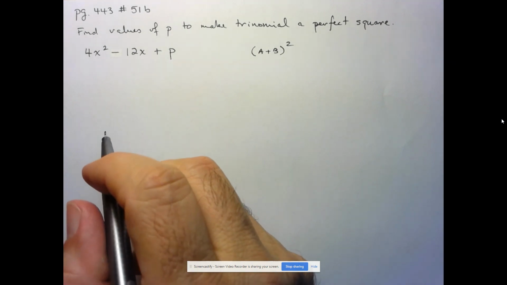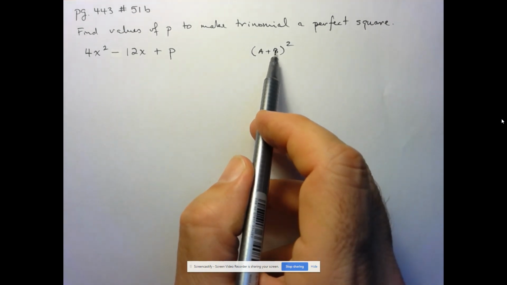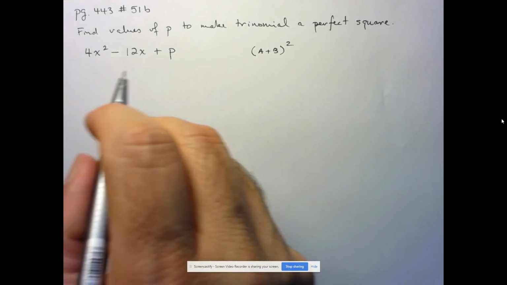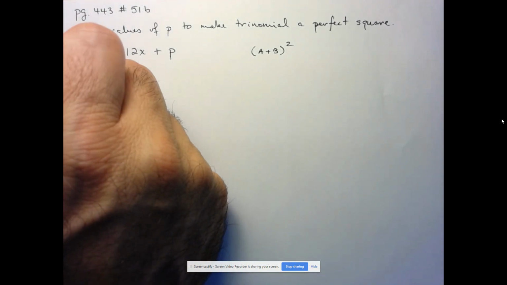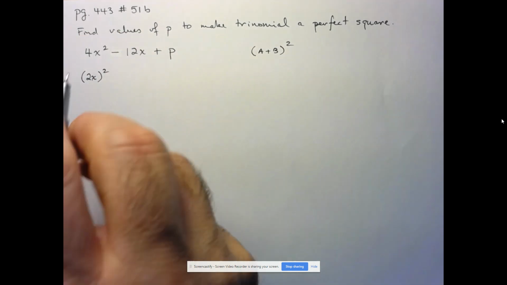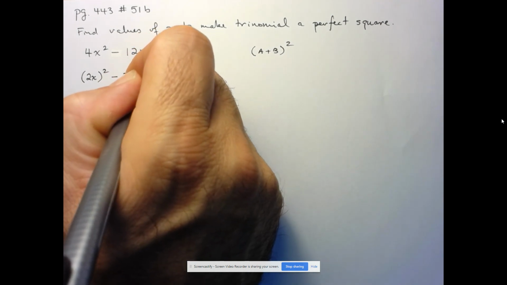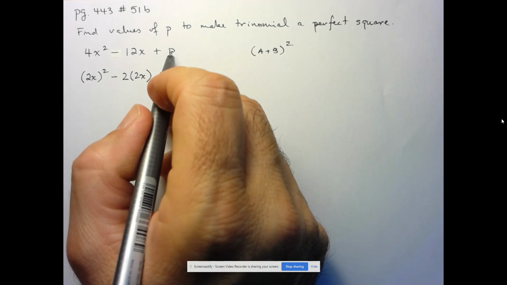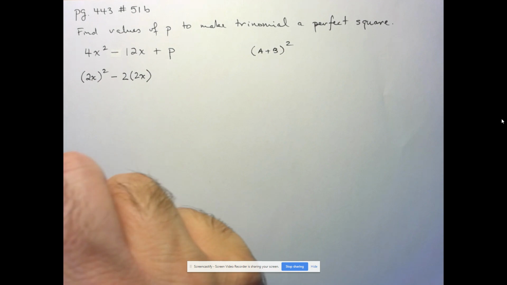So remember that whatever a is, we're squaring the first, squaring the last, and it's twice the product of first and last. Okay, so since this 4x squared needs to represent the square of the first, that means this must be 2x. Okay, here minus 2 times the first, which is 2x, times the last. Well, remember, this is where you have to be careful because this has to be the square of the last.